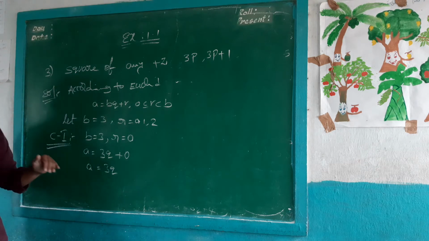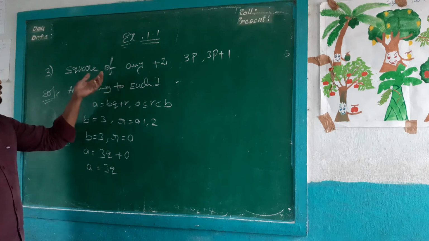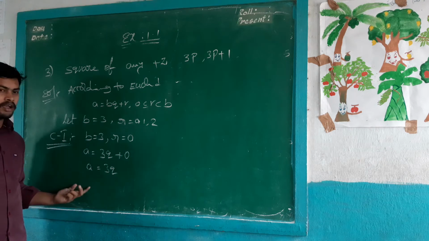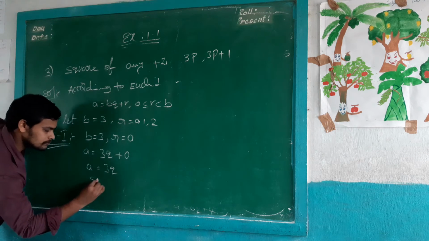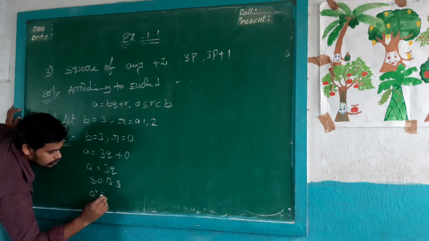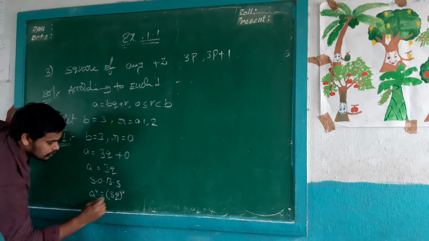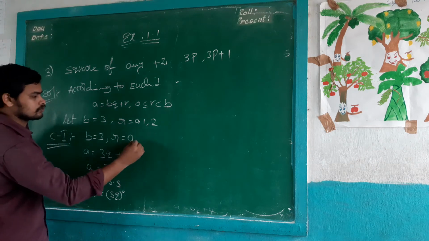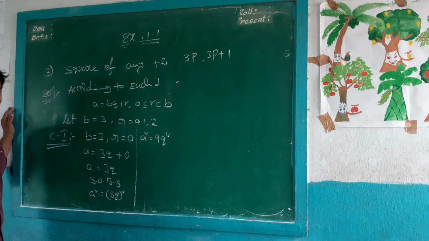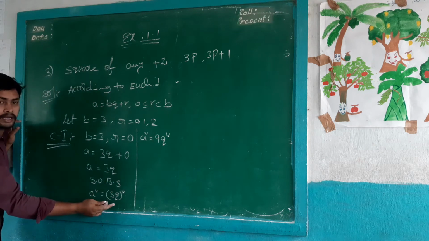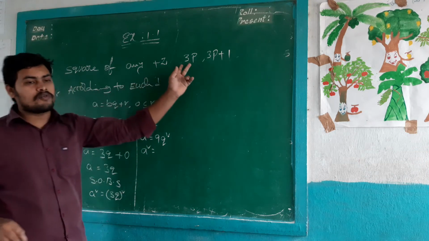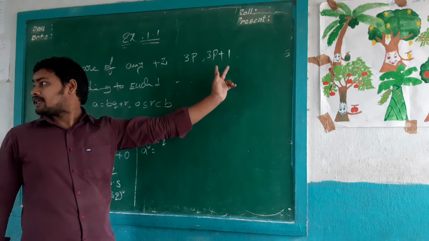It is a general number, but we need the square of any positive integer. So you need to square both sides. Squaring on both sides, a square equals 3q whole square, that equals 9q square. 3 square value is 9, q square stays q square.